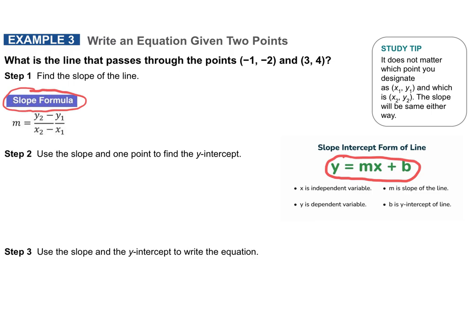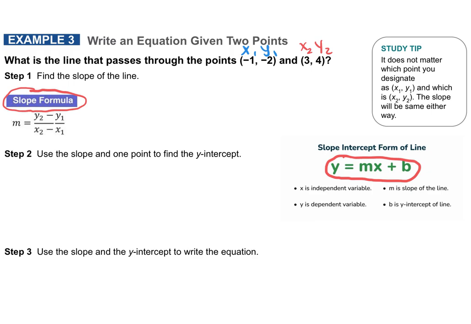Because I have 2 points, I'm going to label them as ordered pairs in order to use the formula correctly. Note, it does not matter which point you make your x1, y1, and which point you make your x2, y2. The slope will be the same either way if done correctly. I am just labeling the first point as my 1s and my second point as my 2s.